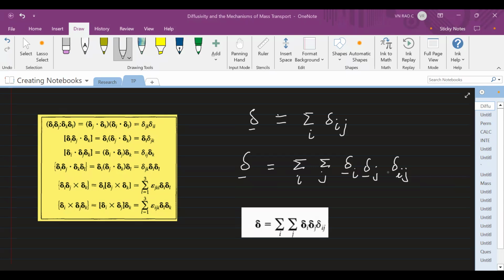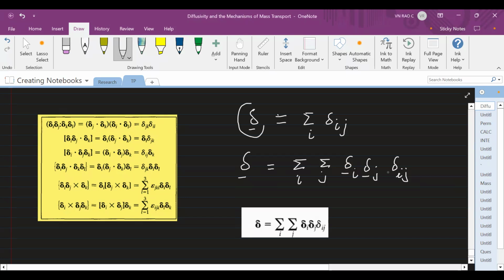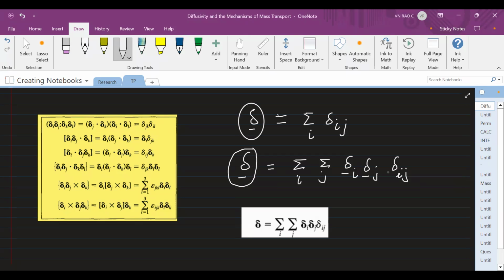There is a difference between a unit vector and a unit tensor. That is what we will try to see. See in this particular slide, what you see, I'm utilizing Kronecker delta as a vector here. Here the Kronecker delta as a tensor. So what is the difference?